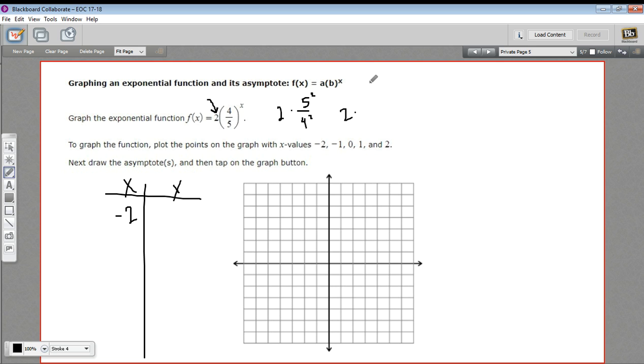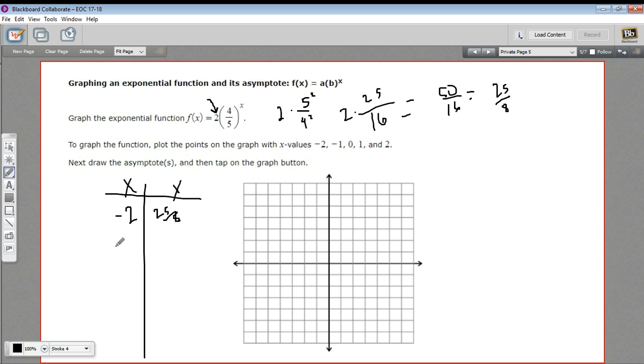So I've got 2 times 25 sixteenths, so this is 50 sixteenths. And we can simplify that. Let's see. So 25 eighths, I think, is the simplest. Okay, so this is 25 eighths.